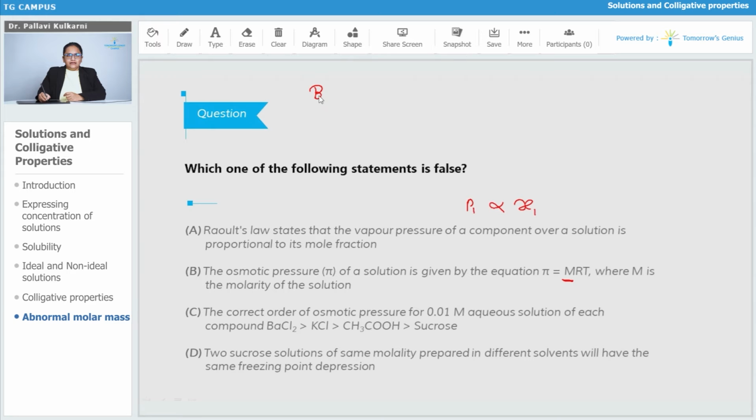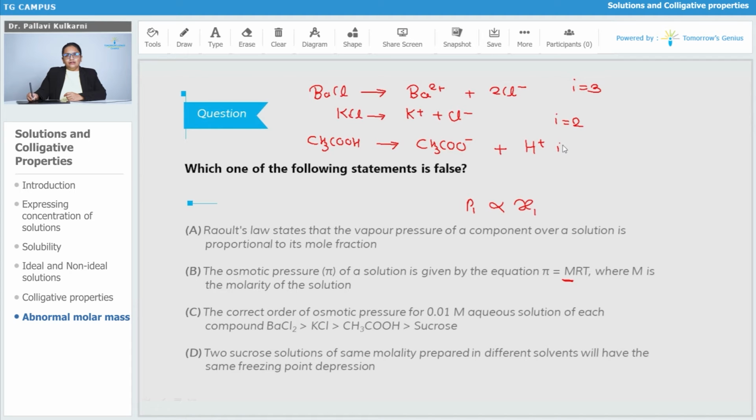Okay, let us see BaCl2. It will produce 3 ions, one is Ba2+ and another 2 Cl- ions. So total 3 ions will be produced. Van't Hoff factor is equal to 3. In case of KCl, it will produce 2 ions, one is K+, another is Cl-. Van't Hoff factor is equal to 2. In case of CH3COOH, acetic acid, it will also produce 2 ions, one is CH3COO-, that is acetate ion, and H+. i is equal to 2.